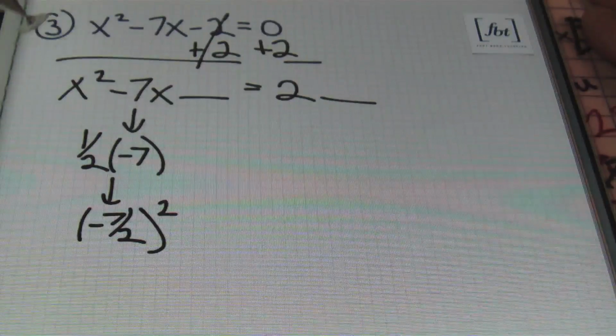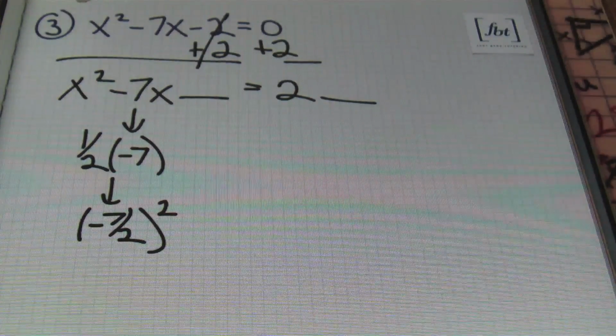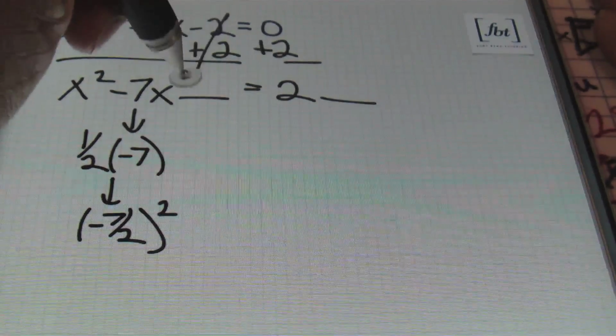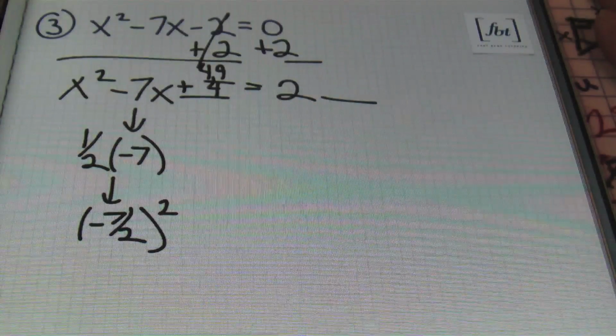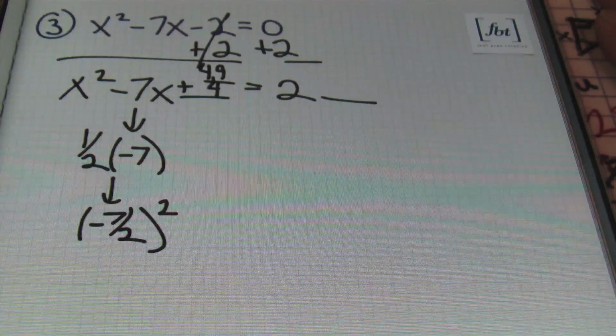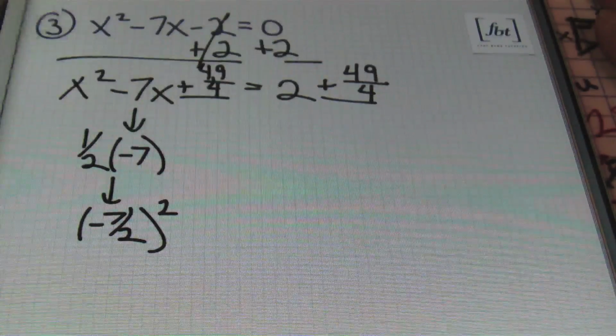Then I'm going to square it. So squaring this negative 7 halves, just simply square the numerator and the denominator. So 7 squared is 49. That's going to be in the numerator there. And 2 squared is 4. So I just added 49 fourths. That's it. I just squared negative 7 halves, okay? And I'm going to also do that on the right side here. So don't forget that whatever you do to the left, you got to do to the right.